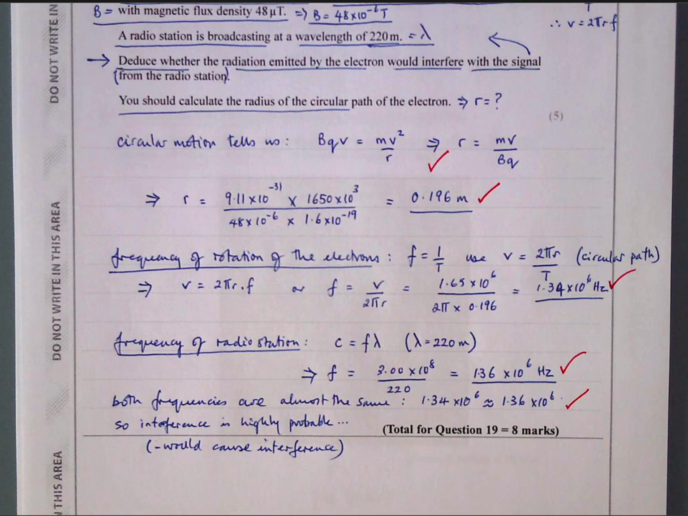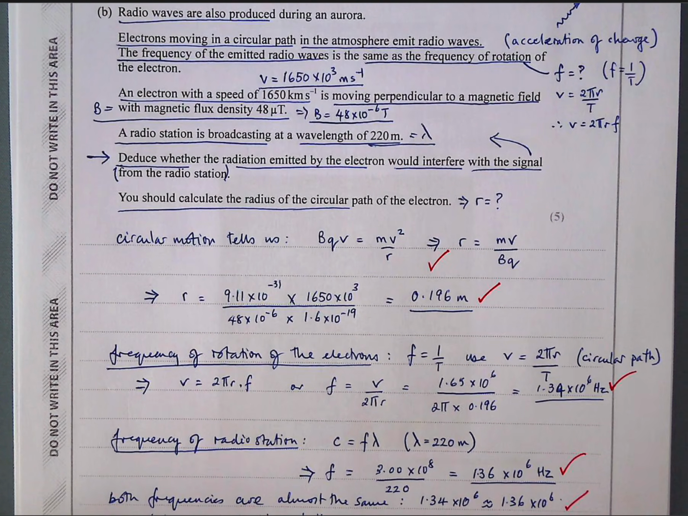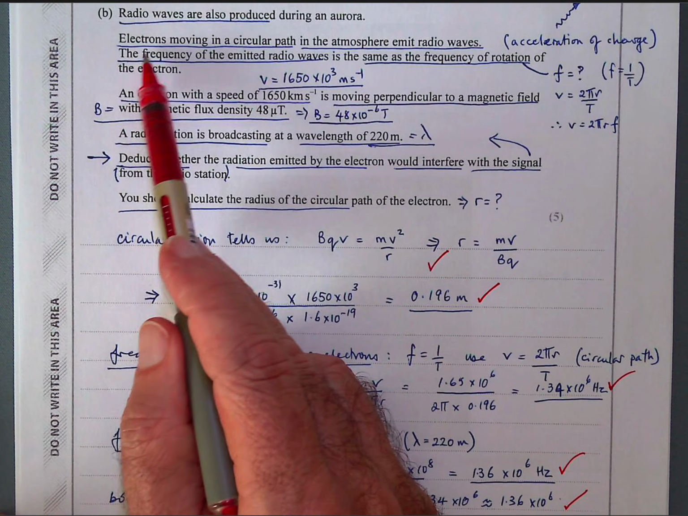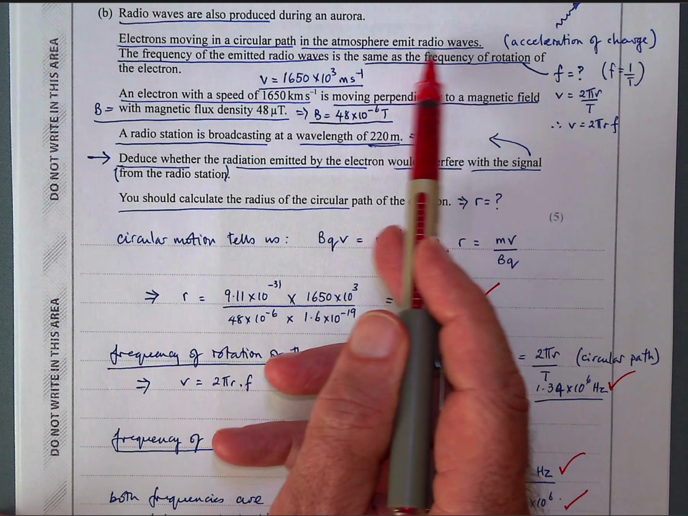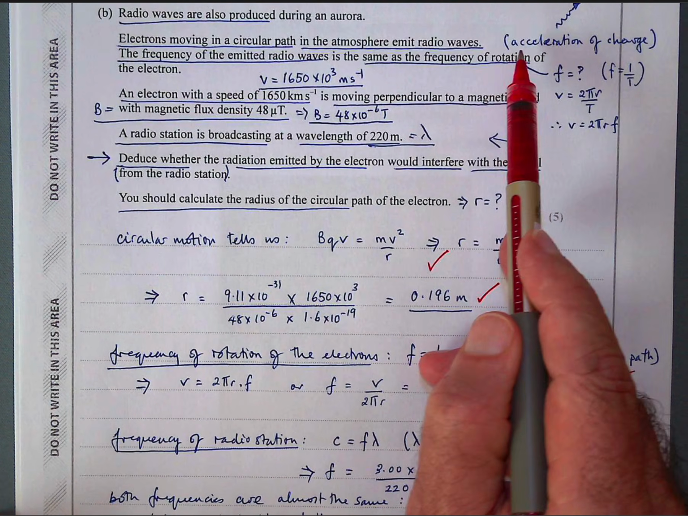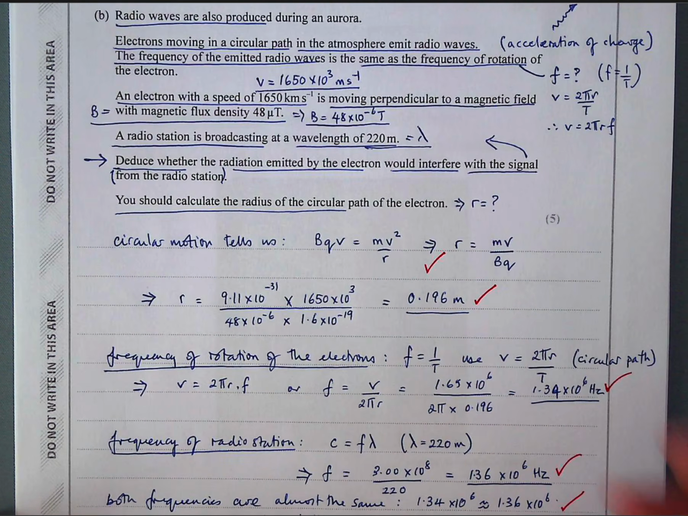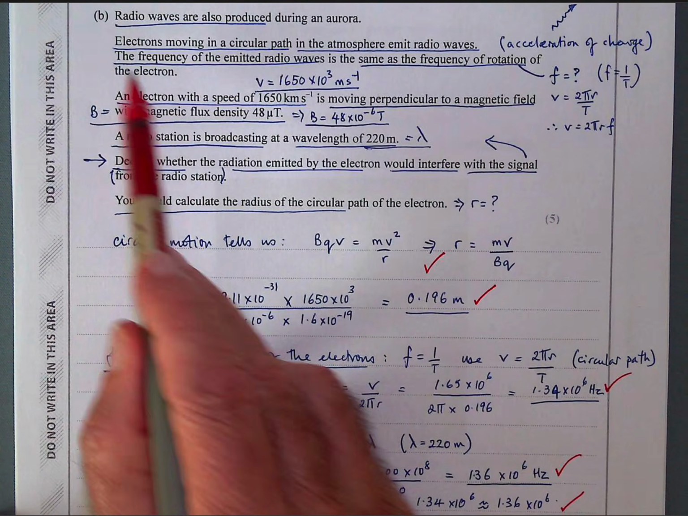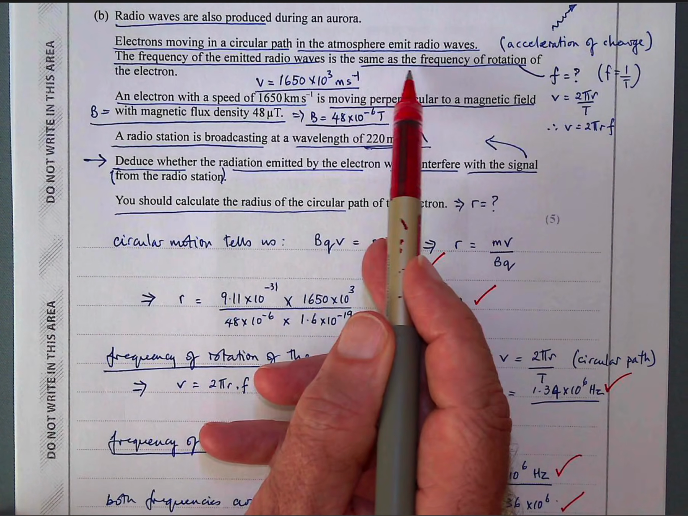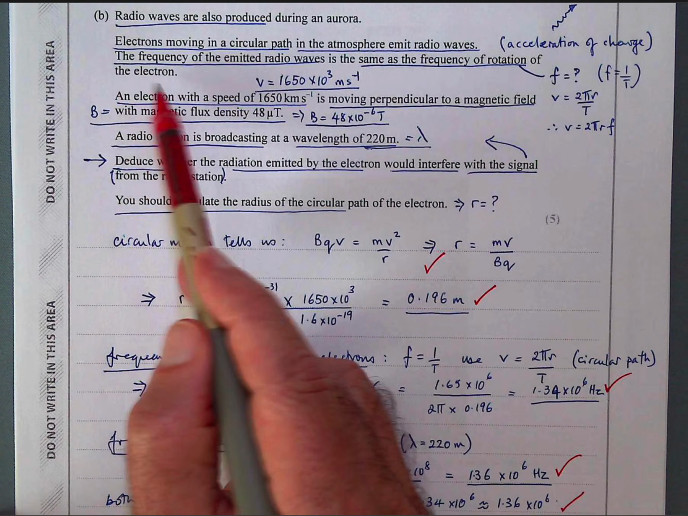Okay. And then the next part is a little bit more reading to do. It says radio waves are also produced during an aurora. So it's giving you information about how electrons moving in a circular path in the atmosphere emit radio waves. If electrons are moving in a circular path, you know that's acceleration of charge. Whenever you accelerate a charge, it does actually produce electromagnetic energy. It says the frequency of the emitted radio waves is the same as the frequency of rotation of the electron.